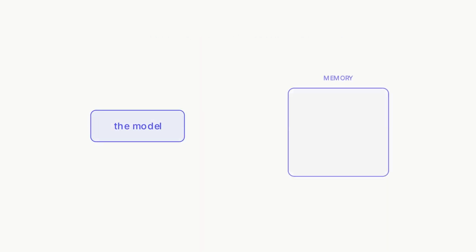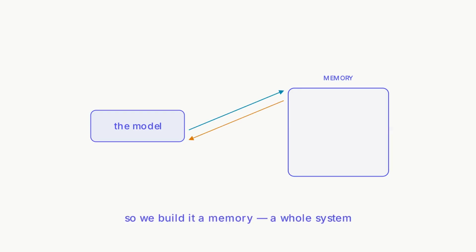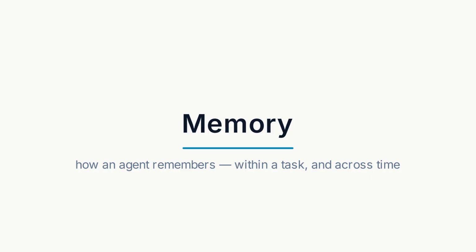So we build a memory, not one memory but a whole system that lets an agent hold onto the thread of a conversation and remember you across days, weeks, months. It's the difference between a tool you use and an assistant that grows with you. This is the memory block from my video on agentic design, opened all the way up. What memory really is, the two very different kinds, and how an agent decides what to keep and what to let go. Let's build it piece by piece.